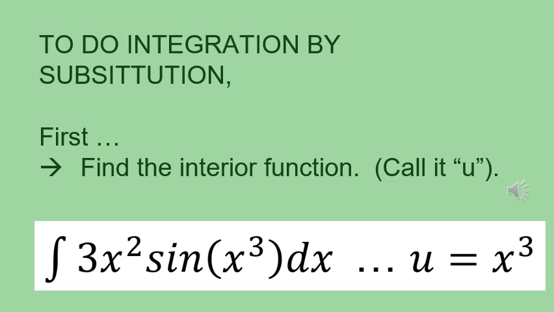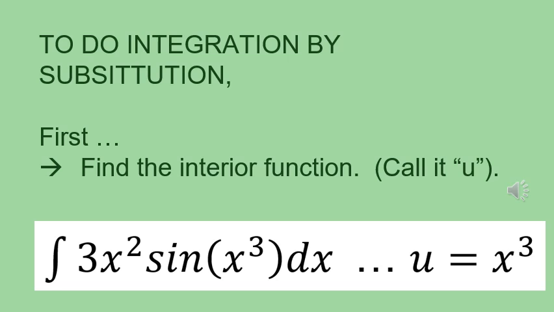So the basic steps that we're going to do start by locating what we call the interior function. And this would have been like the g of x when you were doing chain rule. It's what's the furthest inside of things we're looking at. In this problem, that's going to be x cubed. Now, I always call that inner function u. So here, u is x cubed.